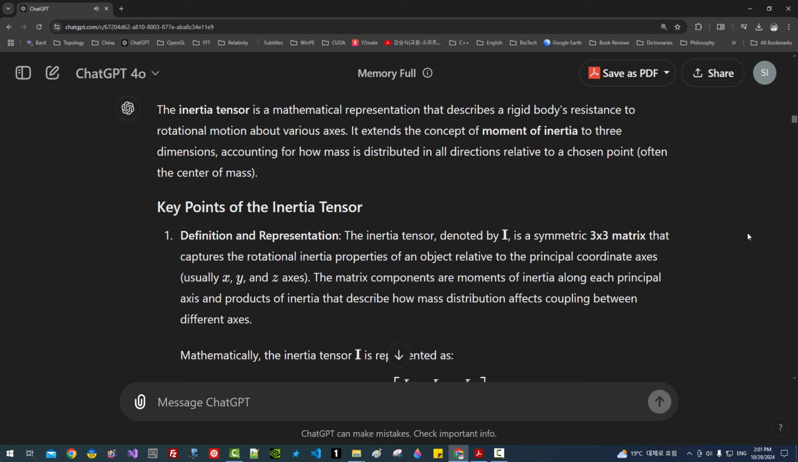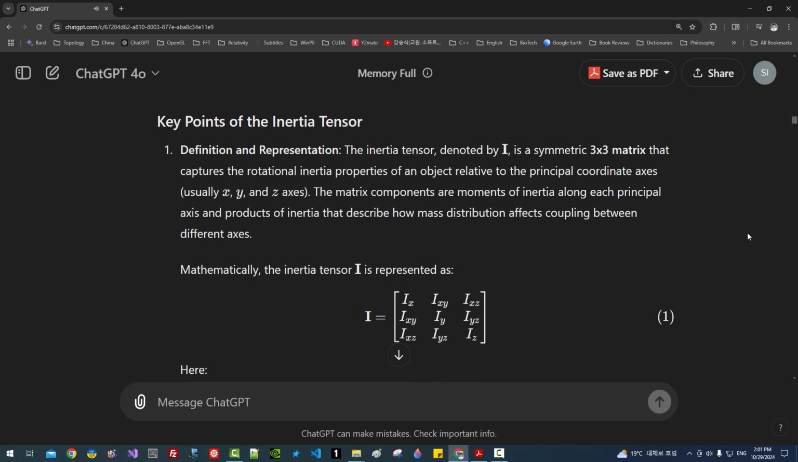It extends the concept of moment of inertia to 3 dimensions, accounting for how mass is distributed in all directions relative to a chosen point, often the center of mass. Key points of the inertia tensor.